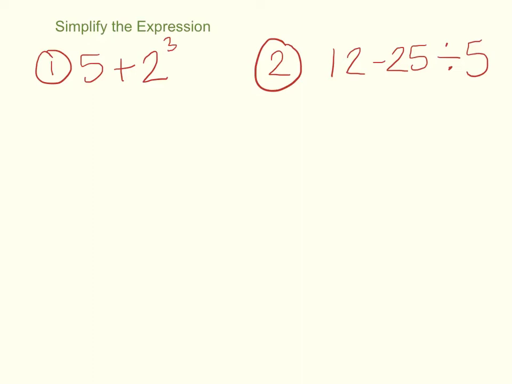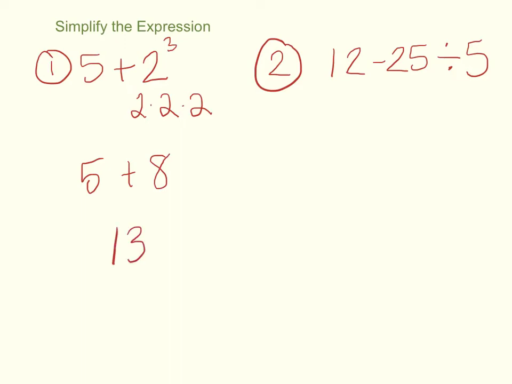So in this problem, we have 5 plus 2 to the third. Okay, so we look and we see we have addition and we have an exponent. If you looked at our PEMDAS or please excuse my dear Aunt Sally, you know that exponents come first. So we need to take 2 to the third. What that means is you're taking 2 times 2 times 2. Well, 2 times 2 is 4, times 2 is 8. So this is really 5 plus 8. Now the only thing left to do is add 5 and 8, which is 13.